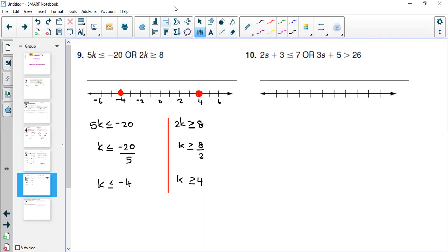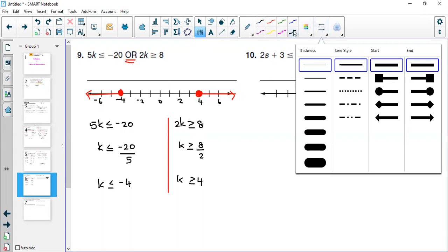It's greater than 4. Now I will decide which side the arrow should be pointing. For this inequality, the arrow should be pointing to the left. For this inequality, the arrow should be pointing to the right because it says greater. So the remaining part is just to draw the arrows. So this is how, when the word "or" is there, the inequalities will be separated.